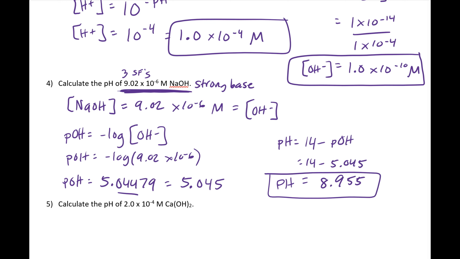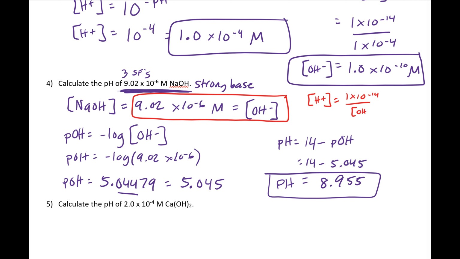Alternative method for this, since you have the concentration of hydroxide, you could have solved for the concentration of hydrogen using 1 times 10 to the negative 14 over the concentration of hydroxide. And then once you had the concentration of hydrogen, you would do pH is equal to the negative log of the concentration of hydrogen if you wanted to solve it that way. That's perfectly fine as well.